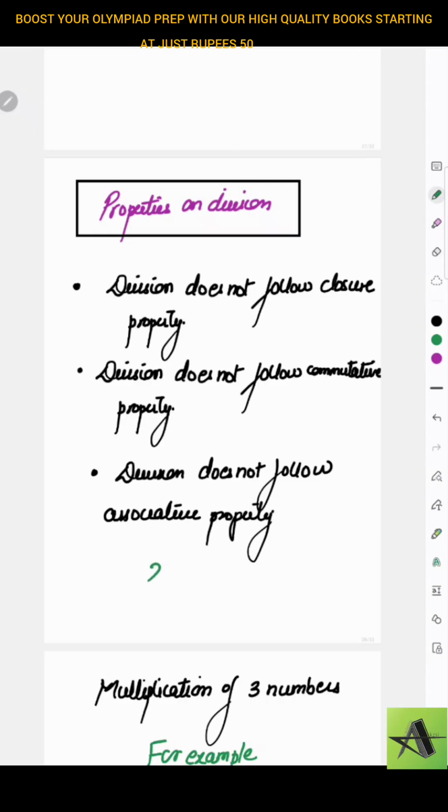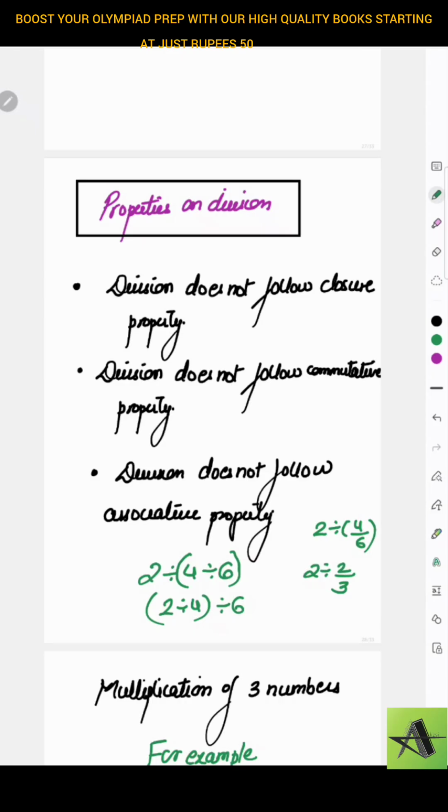So if it's 2 divided by 4 divided by 6, first I'll do 2 divided by 4 and group it like this. And then, in the other grouping, I'll solve the bracket first. So 4 divided by 6, which can also be written as 2 divided by 4 by 6. So that will give me 2 by 3.